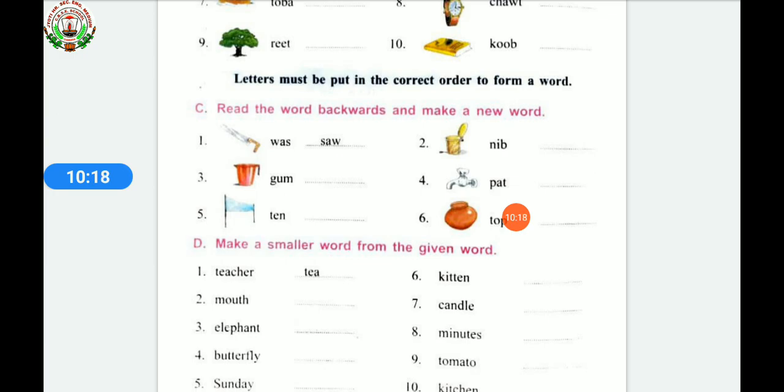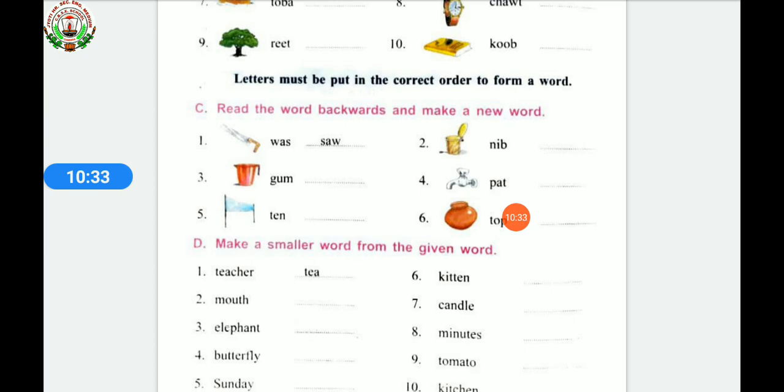GUM. So you will not read it as gum. Read the word from the backward, the back side, like MUG. So it will become mug. And the picture is also of a mug. So the answer will be mug.